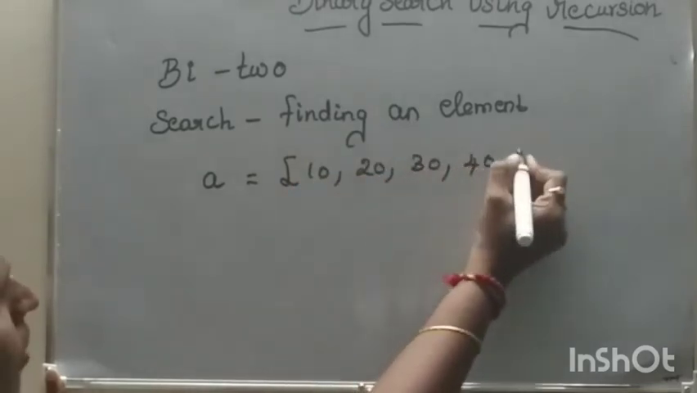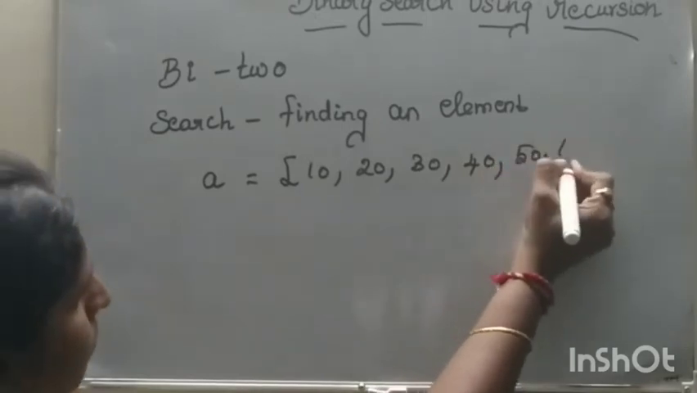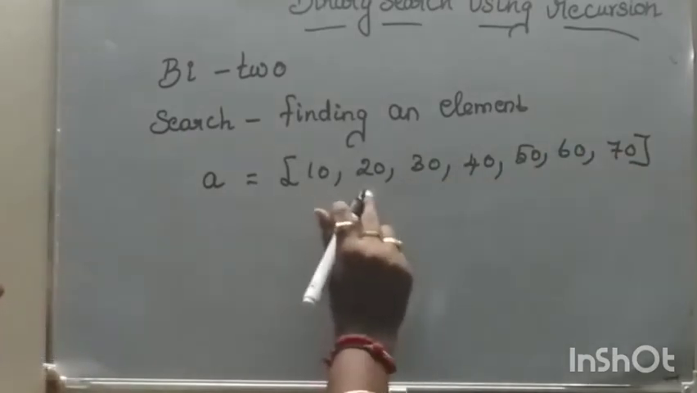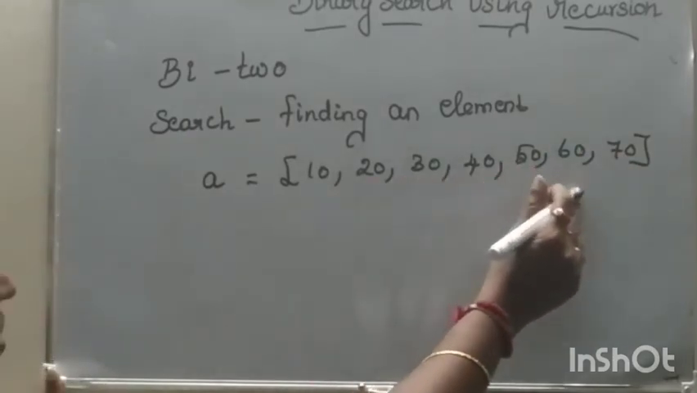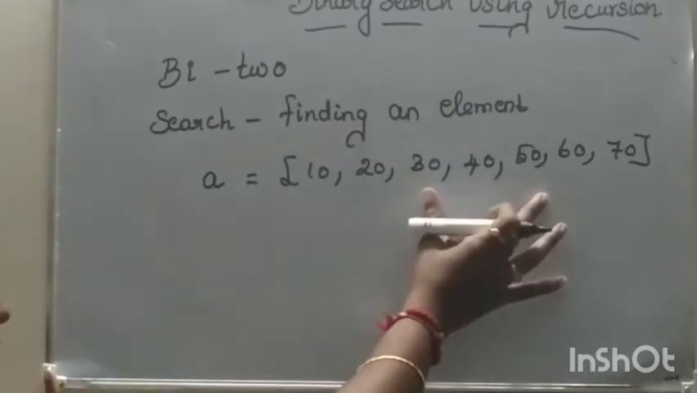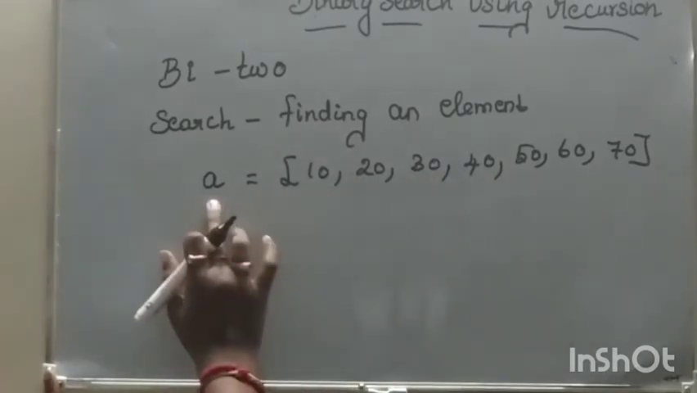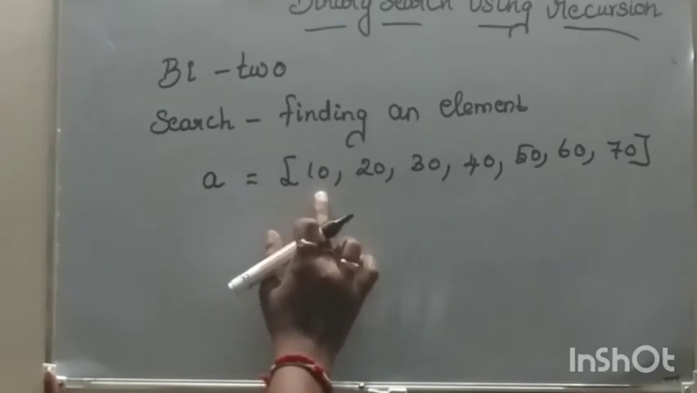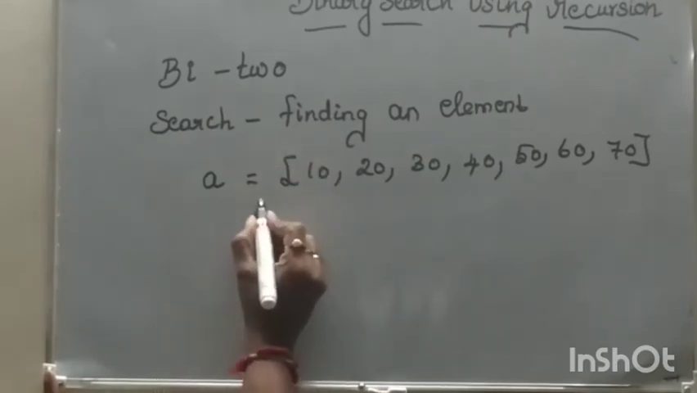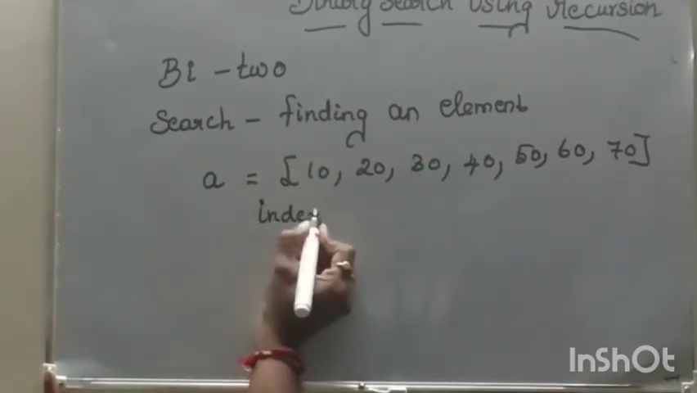Totally, I have 7 numbers: 1, 2, 3, 4, 5, 6, 7. All the 7 numbers are stored in a single name with the same data type, which is known as an array. An array has index numbers. Index always starts from 0.